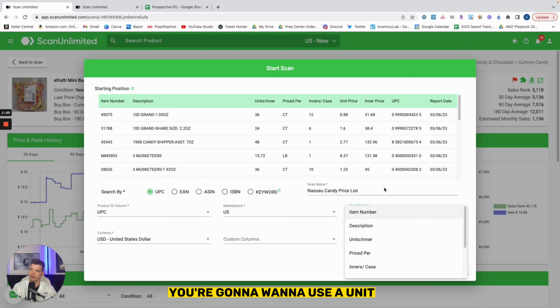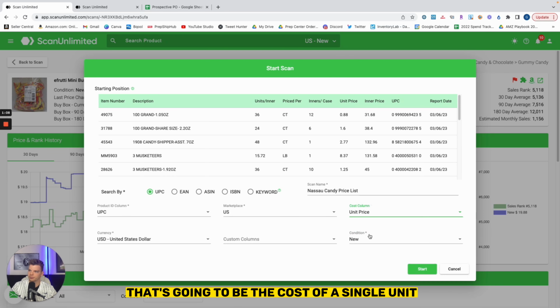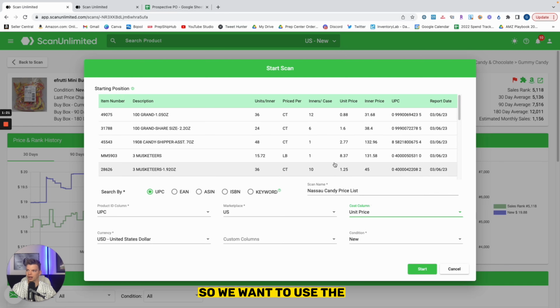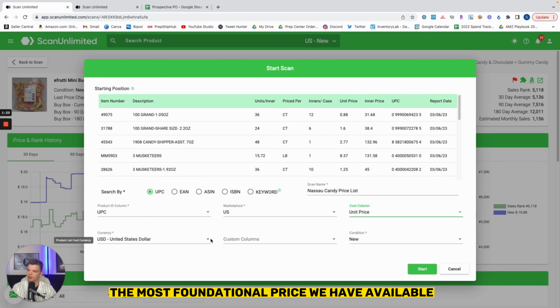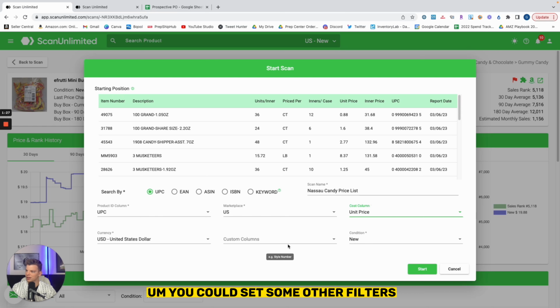Cost column, you're going to want to use a unit price, unit cost, right? And so for us, right here, it's going to be the unit price. That's going to be the cost of a single unit. Obviously, Scan Unlimited is going to use that to multiply out and calculate the cost of bundles and single units and stuff like that, right? We're not going to want to use the inner price. That's the cost of a case. So we want to use the most foundational price we have available. You could set some other filters, but for this example, we'll keep it pretty basic, right?